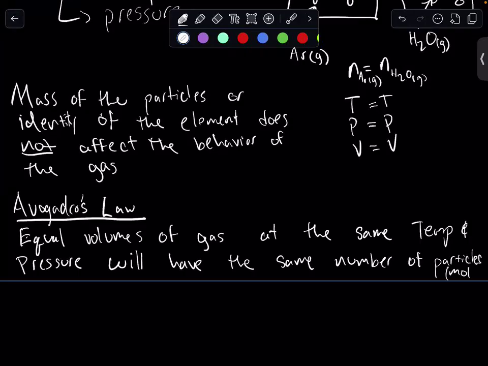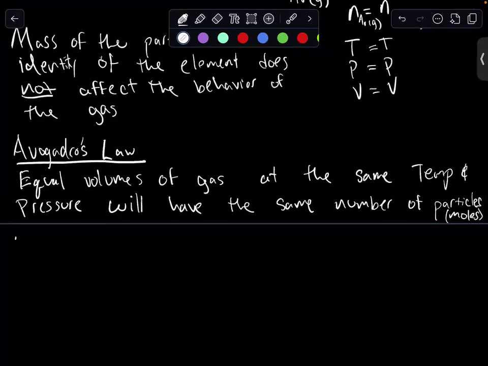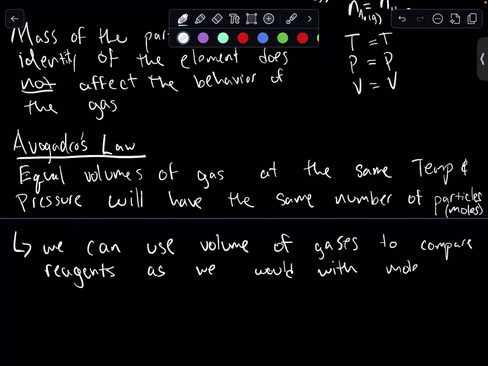Well, that means it's the same number of moles because remember, moles are just a way of counting. If there's half a mole in one container and half a mole in the other, as long as it's the same temperature, pressure, and volume, it all will work the same. What this basically means is that we can use volume of gases to compare reagents as we would with moles.